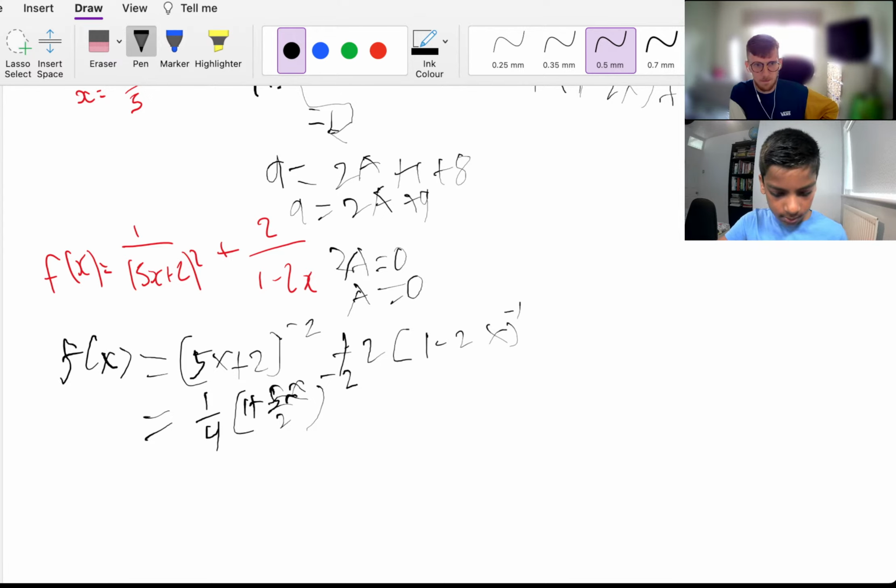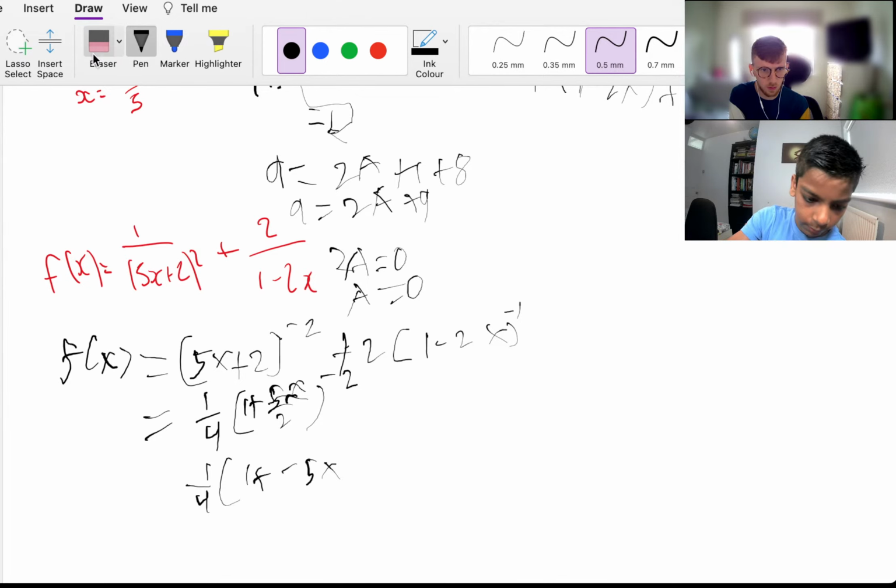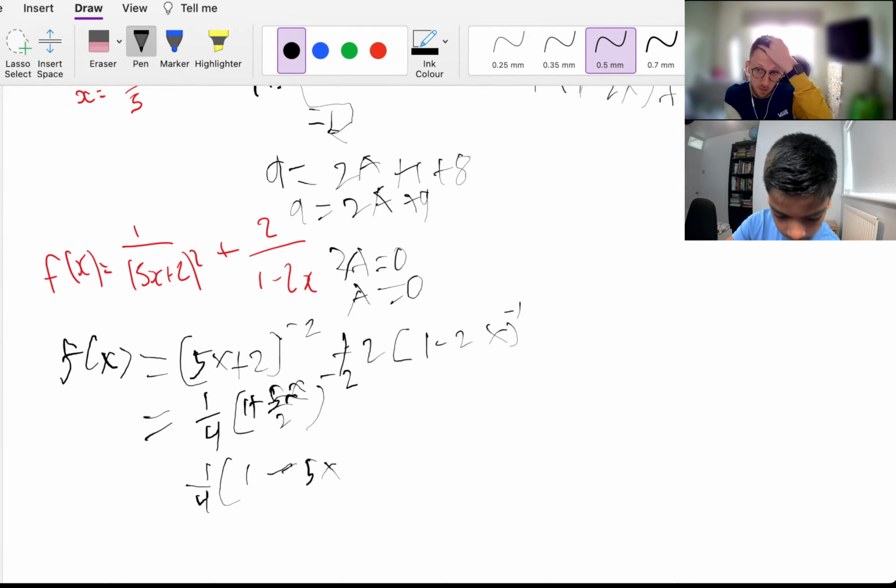It's best to just break it down into each part separately, then put it together at the end, otherwise the working out can become a bit messy. So then 1 plus, and then 1 minus 5x. Yep, so 5 over 2 times negative 2, nx. So that simplifies to the 5x.